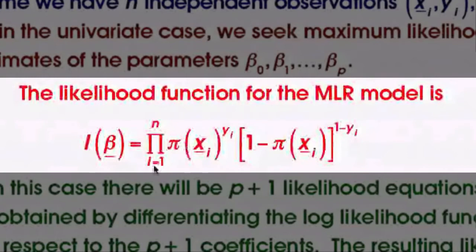We have the product as i goes from 1 to n, and here is the probability that y is equal to 1 given x, the logistic probability, raised to the y-ith power. Then we have the probability that y is equal to 0 given x, or 1 minus pi of x, raised to the 1 minus y-ith power. Clearly, if the person does not have CHD, then we pick up this term. If the person does have CHD, we pick up this term. So the product always picks up the right term depending on the value of y. Y is either present or absent.